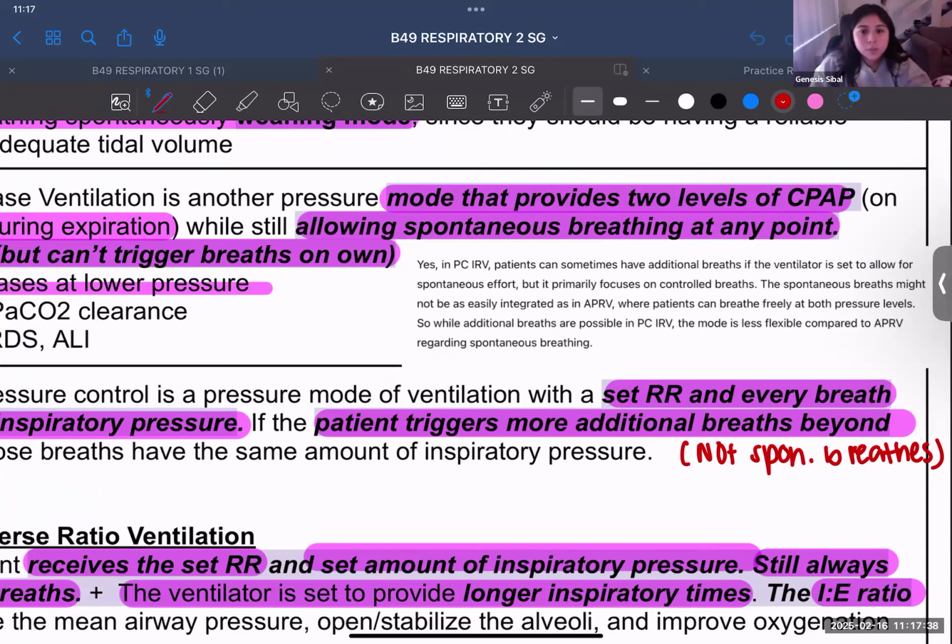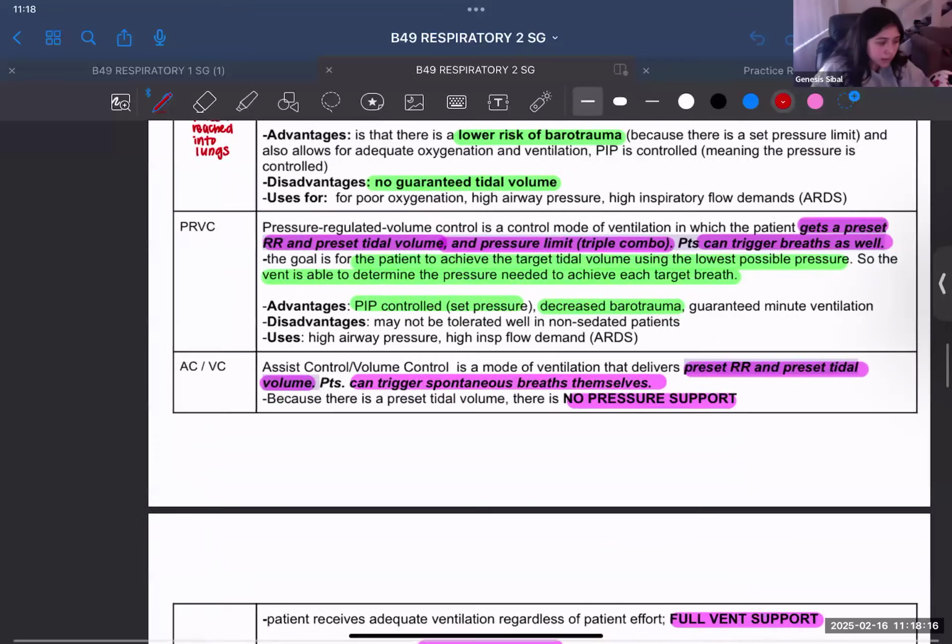Technically, they could be taking their own spontaneous breaths because again, that just means the patient is taking breaths when they want to. Technically, they could, but because they're on this ventilation, they just can't breathe. So they're not going to be doing that. So it focuses more on how much pressure we can give. Whereas spontaneous breaths might not be easily integrated as in APRV, where patients can breathe freely at both pressure levels. So while additional breaths are possible in PCIRV, the mode is less flexible compared to APRV regarding spontaneous breathing. So APRV basically lets the patient still somewhat breathe on their own. So I hope that makes sense.